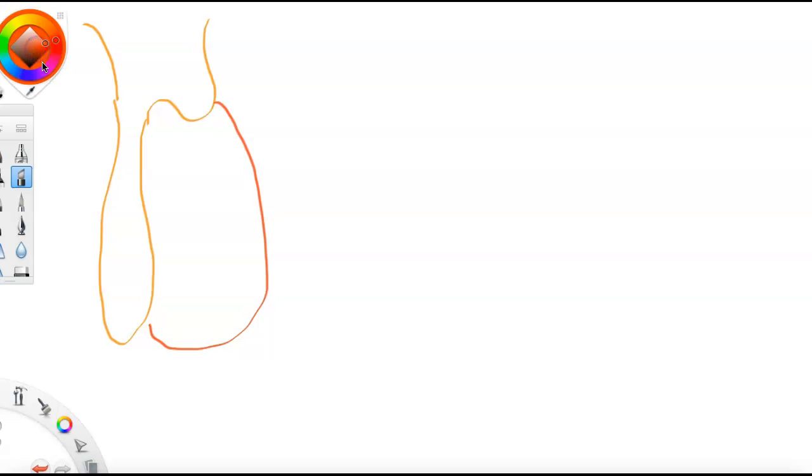The anterior pituitary. Anterior pituitary. Oops. There. All right, we just did the posterior pituitary. Now let's concentrate on the anterior pituitary.